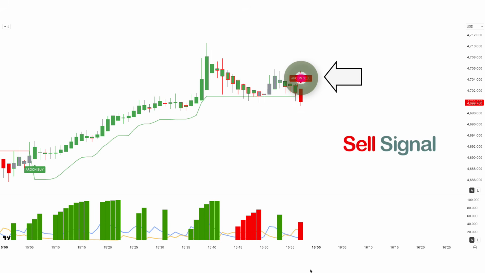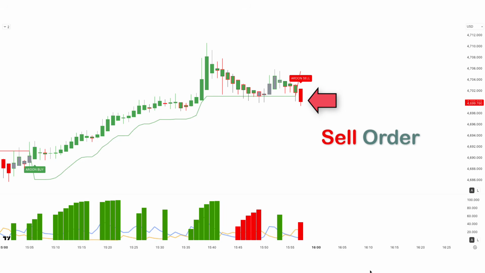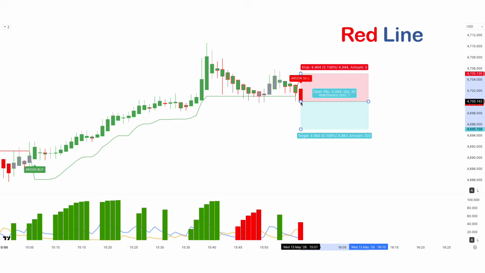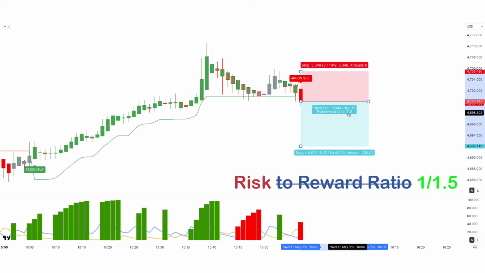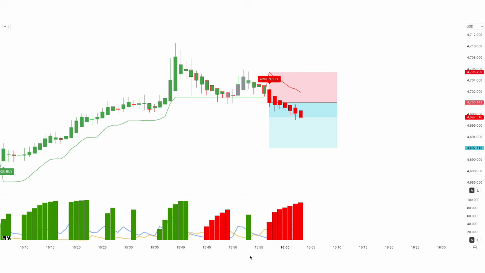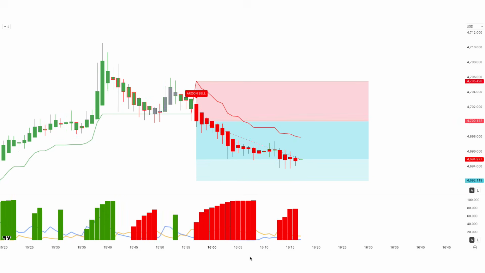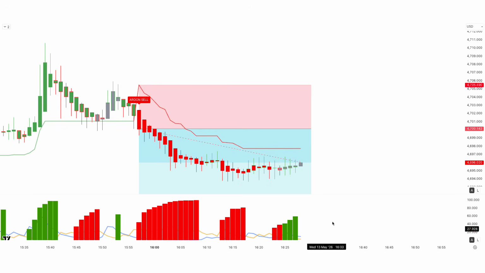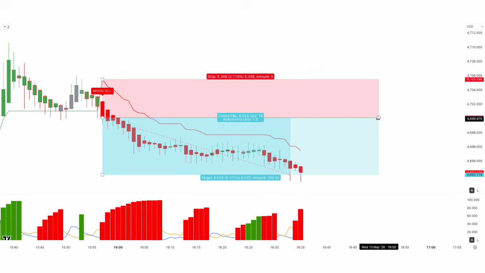When the Super SDM label down of this indicator is a sell signal, when the ADX and DI with colored indicator shows red columns, and when the market forms a bearish candle, if this condition is fulfilled, then we will place a sell order. Our stop loss is to be placed at the red line, and the risk-to-reward ratio will be 1:1.5. The market has completely hit the target.